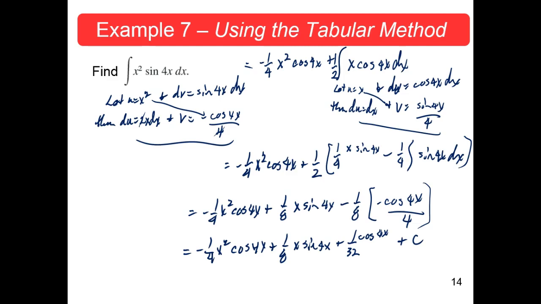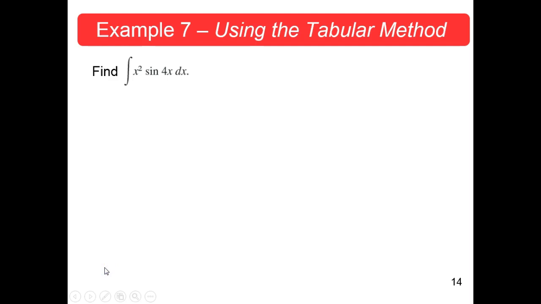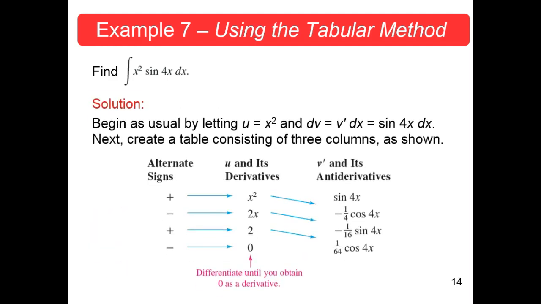Now that's doing it the brute force way. Minus 1/4 x squared cosine 4x plus 1/8 x sine 4x plus 1/32 cosine 4x plus c. Okay? Now, that's brute force. What they're going to show you is the tabular method, keeping in mind what we had going on there. Okay, so I'm going to erase this, and then we're going to see that their technique, what they call tabular, begins a little easier. Begin as usual by letting, and we just did that, okay?